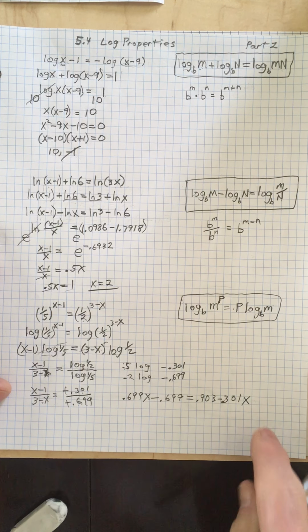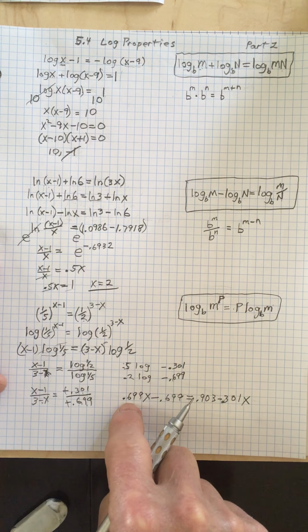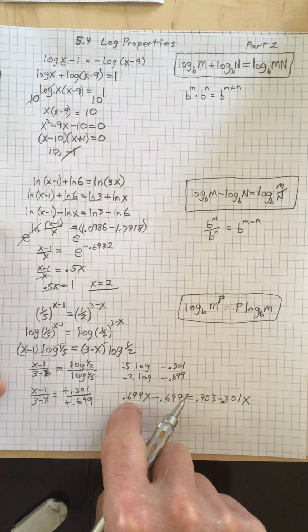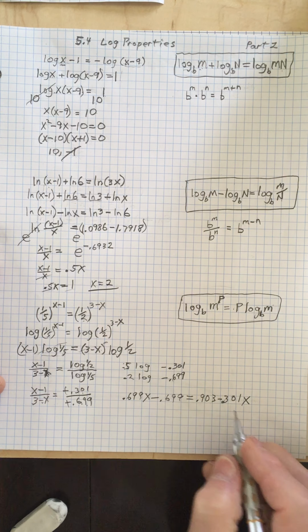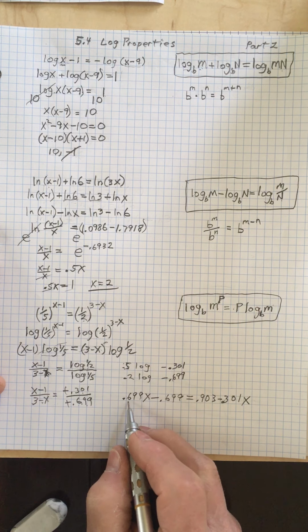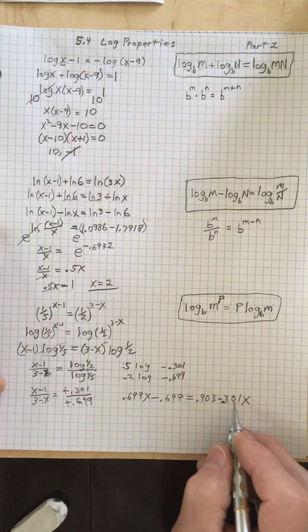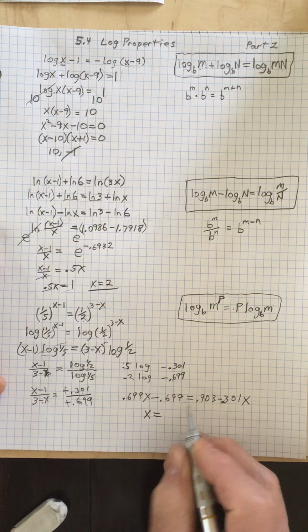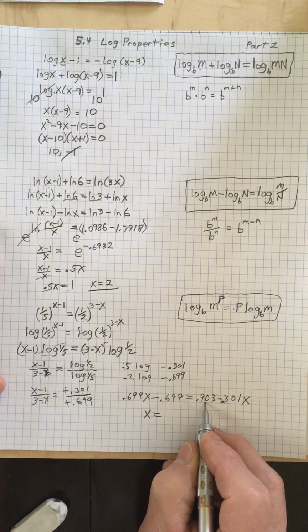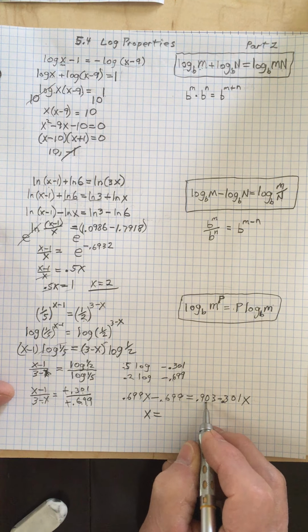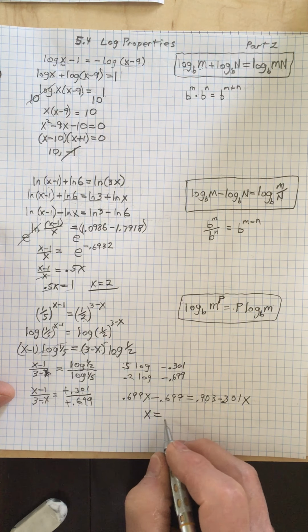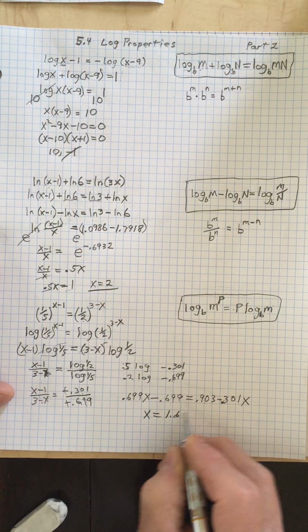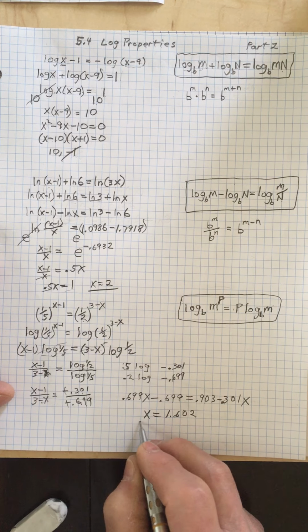Okay, I'm going to add this x over here, and that's going to give me 1. So 6.99 plus 3.01 is actually 1, so that's just x equals. And then if I add this to 0.903, I'm going to get 1.602. And that's our answer.